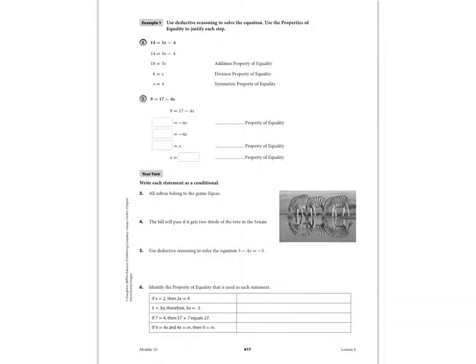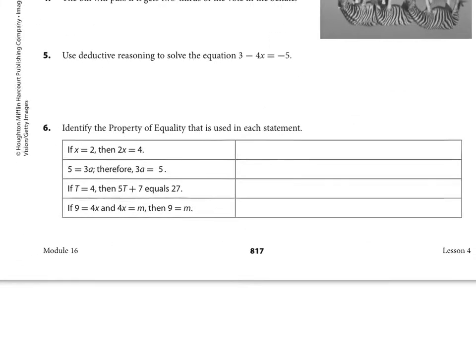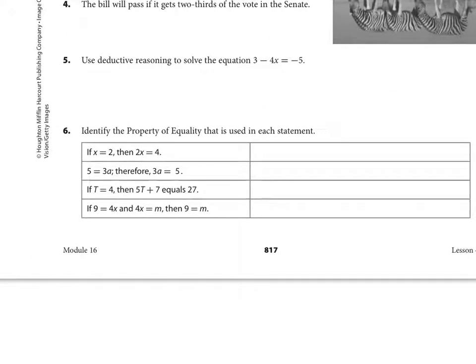On the next page, we're going to just take a look at the bottom here, number 6, and think about what properties are being used in each of these statements. So the first one we have, if x equals 2, then 2x equals 4. Well, how do we get from our if phrase to our then, right? From our hypothesis to our conclusion.